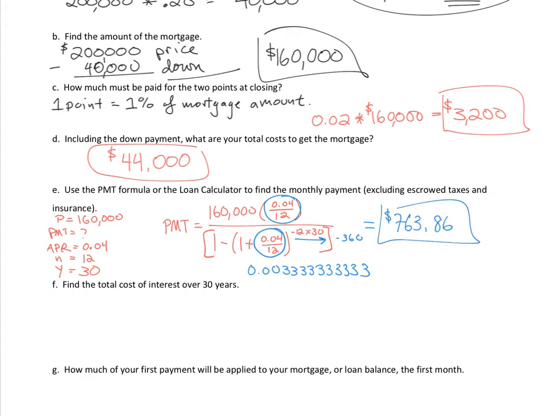$763.86. And so this is what I was saying earlier in the video. You'd be surprised at how much a house costs. The principal and interest is only $763 per month. That's less than the cost of an apartment, as far as I know.